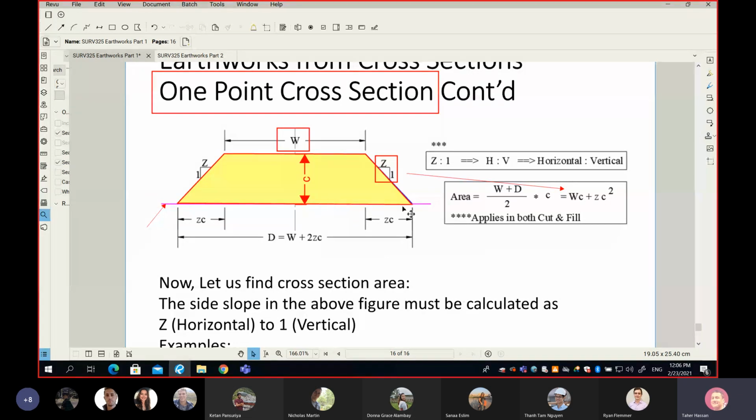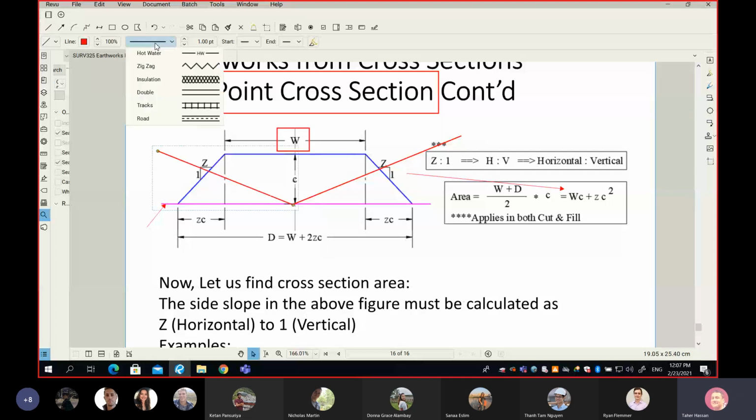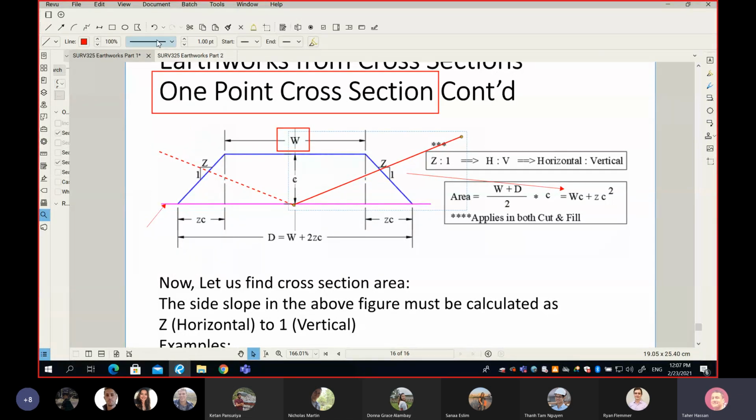Now my question for you is, what if my ground is not constant? When I say the ground is not constant, it means my ground looks like so. My red line is my ground, and I'll give it a different line type so you can see. So here is my existing ground. If you just ignore the change and only survey one point per cross section, and you assume it's constant, your calculation is simply not correct because your cross section area is not trapezoidal anymore.